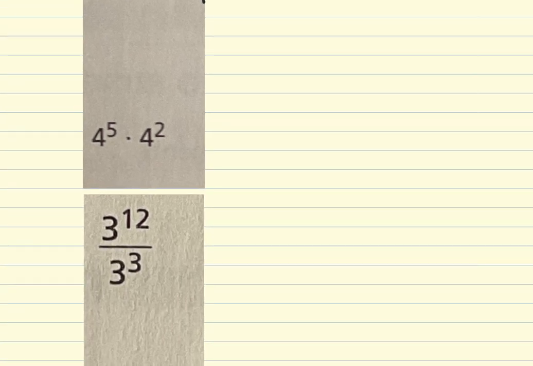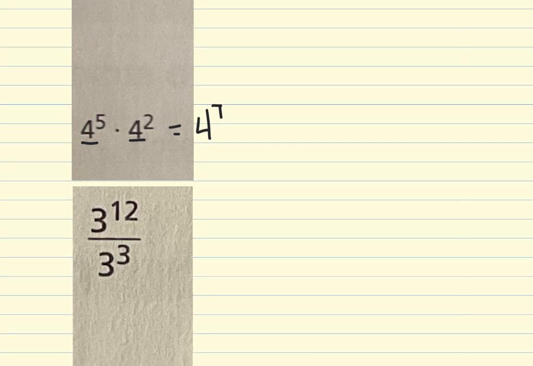When I am multiplying two expressions that have the same base, so these two numbers that have the same base, what's going to happen is that base is going to stay the same, and I'm not multiplying my exponents, I'm going to add my exponents. So it would be 4 to the 7th power.